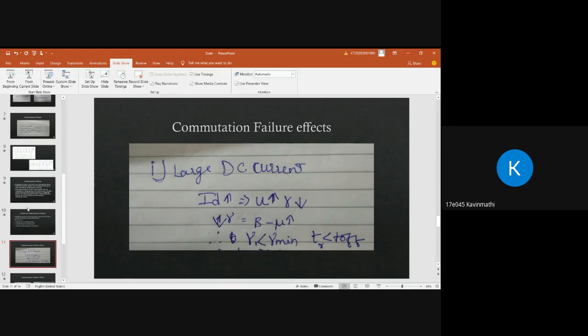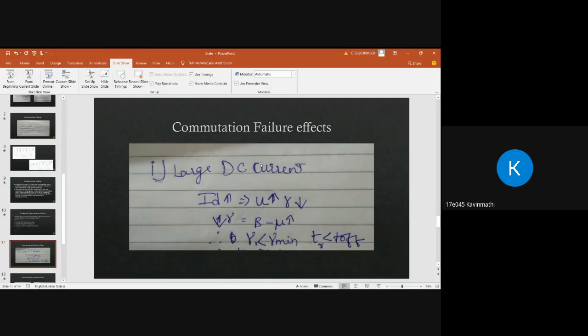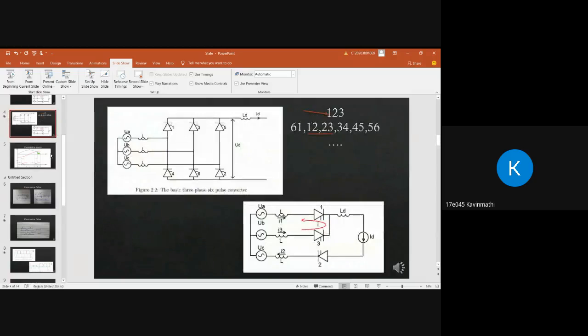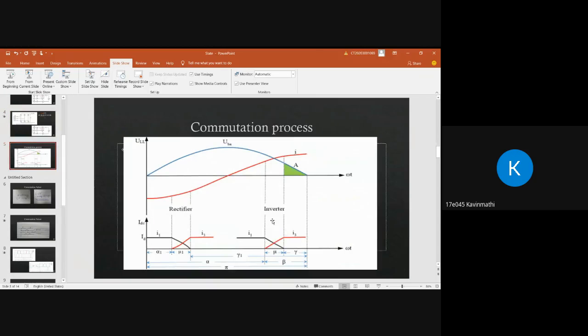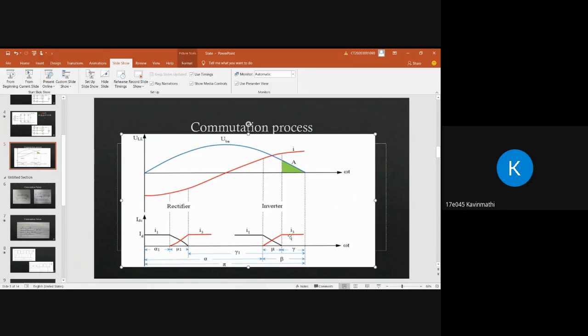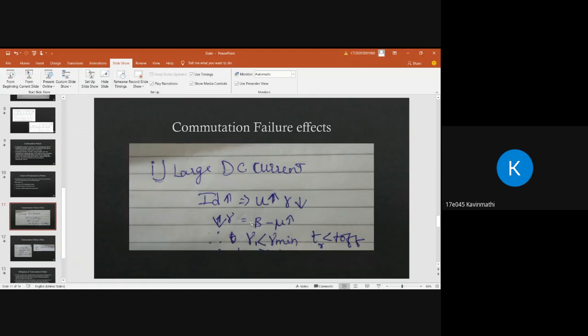So here they have said a sudden increase in the direct current. If we increase the direct current suddenly, what happens is this mu increases. What is mu? This is the turn on time. Let's see this gamma is here at 15 degrees. If this mu gets increased up to this angle, this 15 degrees will be less. That means this gamma will be less. So they're saying that only if this mu gets increased, this gamma will be reduced.